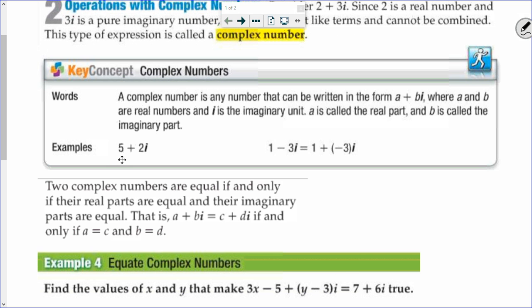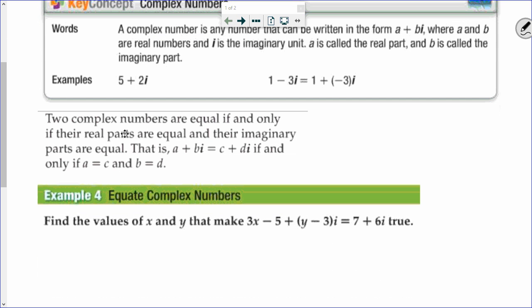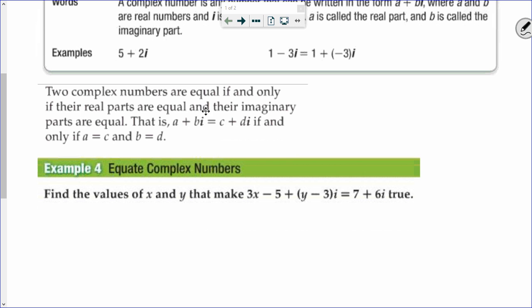We've got a couple examples here. 5 plus 2i, 1 minus 3i. Okay. So complex numbers, guys, we write them a plus bi, where a is the real part and b is a real number times the imaginary. Two complex numbers are equal if and only if their real parts are equal and imaginary parts are equal. That is, a plus bi is equal to c plus di if a equals c and b equals d.